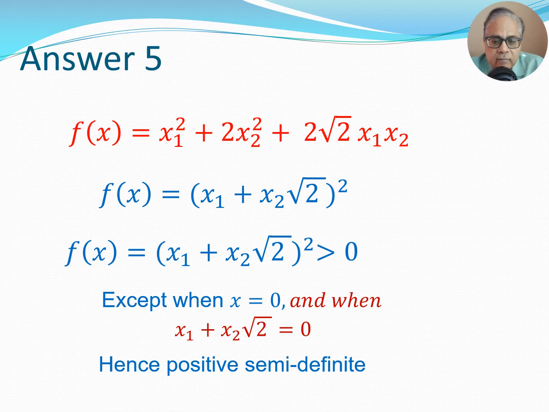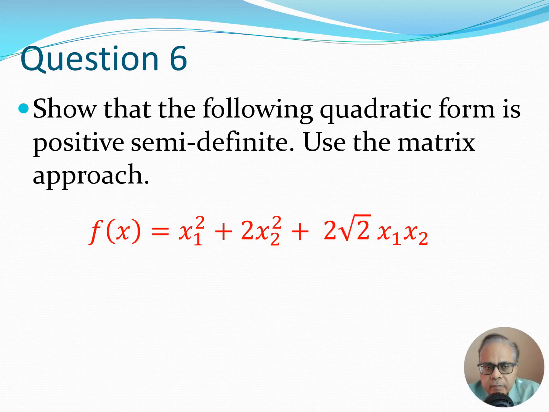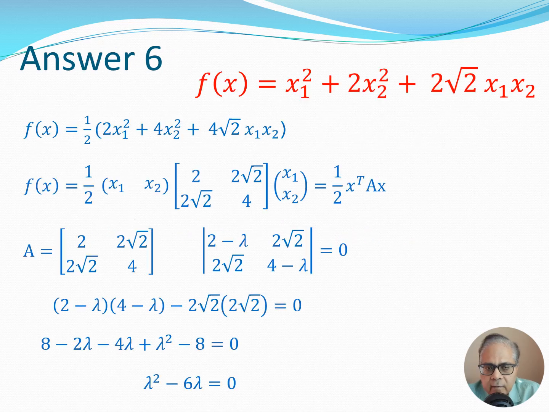Now, if you want more information on this, take a look at the lecture which goes with this particular tutorial. Now let's come to question number 6, which is again about the previous function we discussed. We have to look at the same function, same quadratic form, and show that it is positive definite. And this time we have to use the matrix approach, actually positive semi-definite, which we saw in the previous slide.